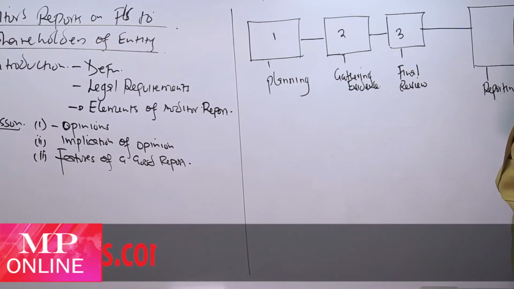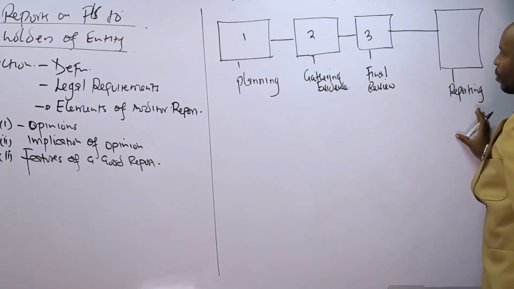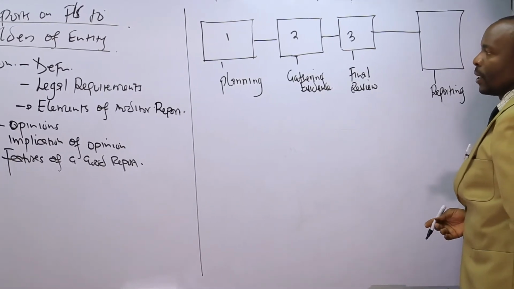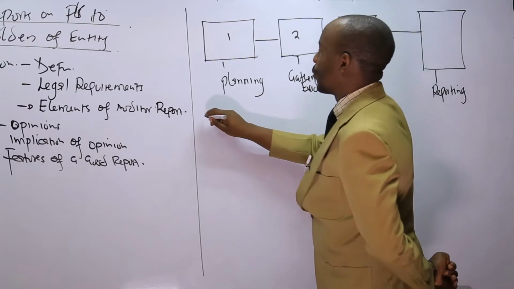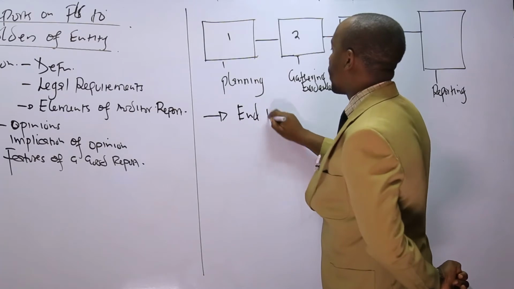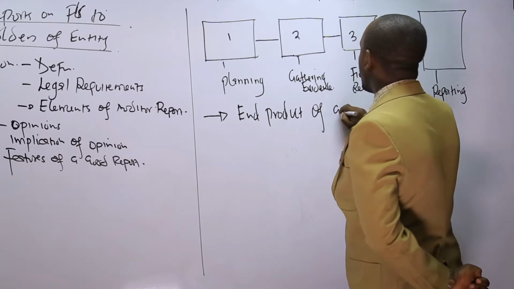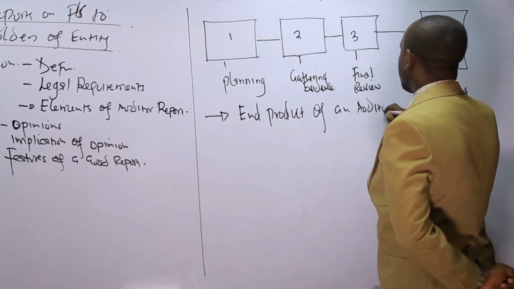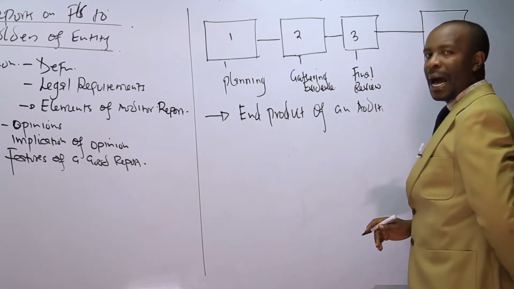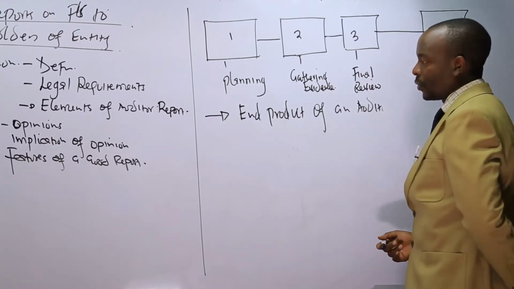When an auditor has collected audit evidence and has done final review, he is supposed to come up with a report. That report is supposed to be addressed to the shareholders. Therefore, most of the time when we are talking about the auditor's report, we say it is an end product of an audit. If you want to give it a definition, you can say that an auditor's report is a report of auditors to the shareholders of the company expressing an opinion on the financial statement.